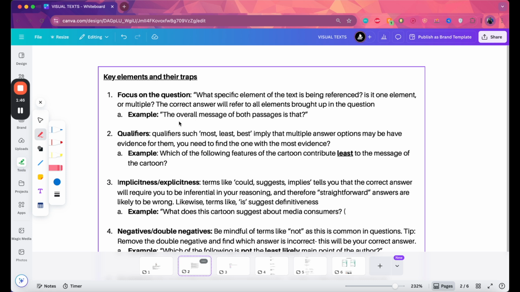For example, if they say, what is the overall message of both passages? Well, I'll be looking at the overall message. I wouldn't be looking at one very specific part of the text, whatever it may be.